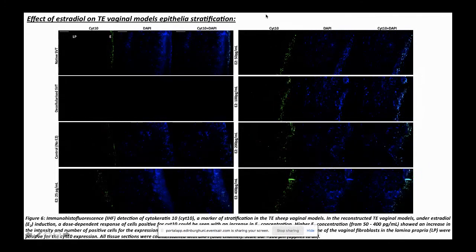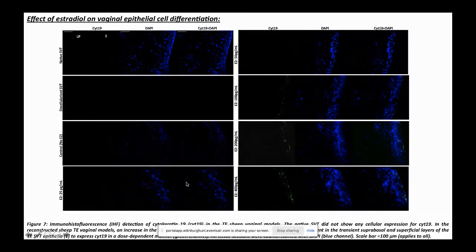We also determined the cytokeratin 10 expression on our models, that is the marker for stratification. With an increase in estradiol concentration, we observed an increase in vaginal epithelium stratification in our models. This marker is specifically shown by the suprabasal cells in the vaginal epithelium. With an increase in concentration, the intensity of the signal increased for cytokeratin 10 expression in our models.